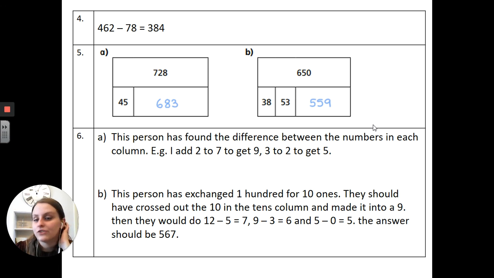When we look at question 6, that person found the difference between the numbers. They didn't bother doing the exchanging, they just looked at the 2 numbers and subtracted the difference between them. This next person exchanged 100 for 10 ones. They should have crossed out the 10 in the tens column and made it into a 9, when instead they just pulled another 100 across.